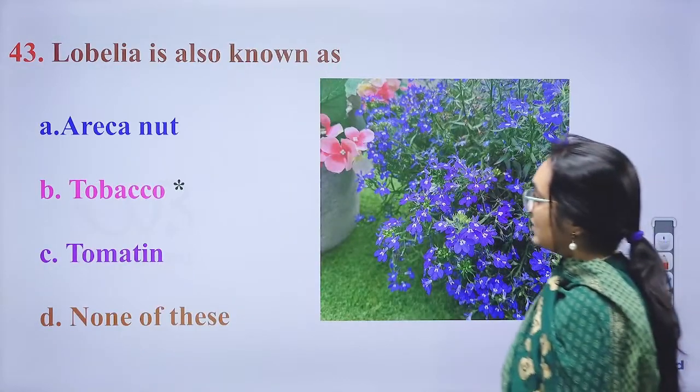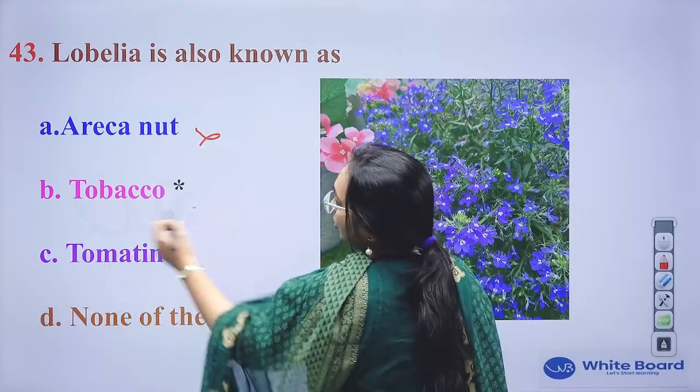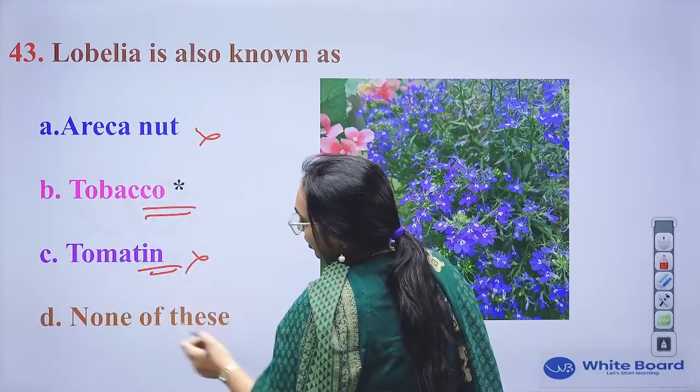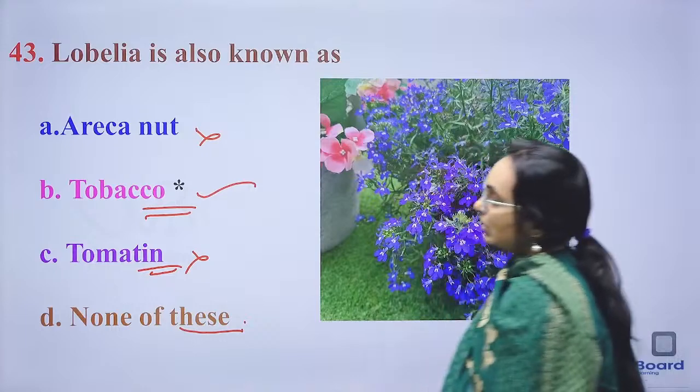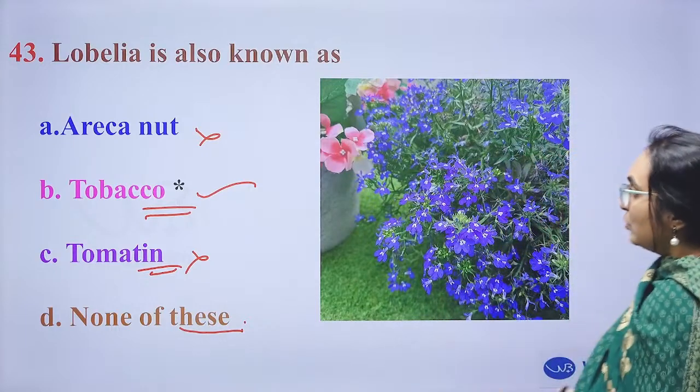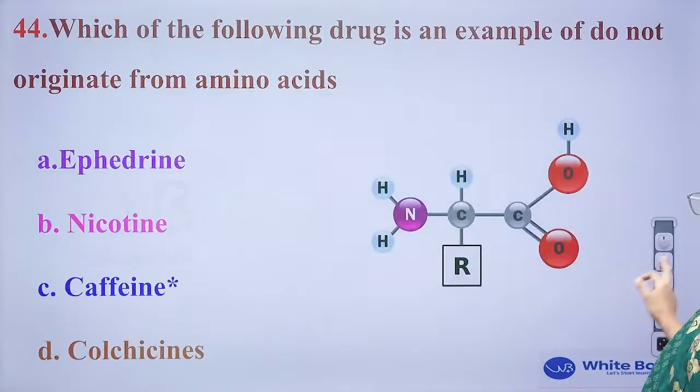Next. Lobelia is also known as Areca nut? No. Tobacco, tomatin, none of the above. Areca nut is not correct. Lobelia is Indian tobacco. So 43 option is B.